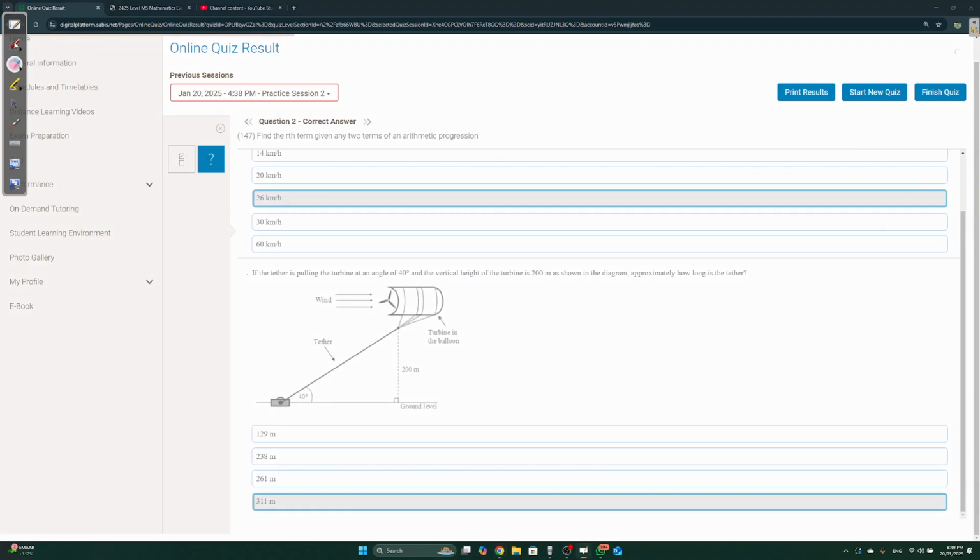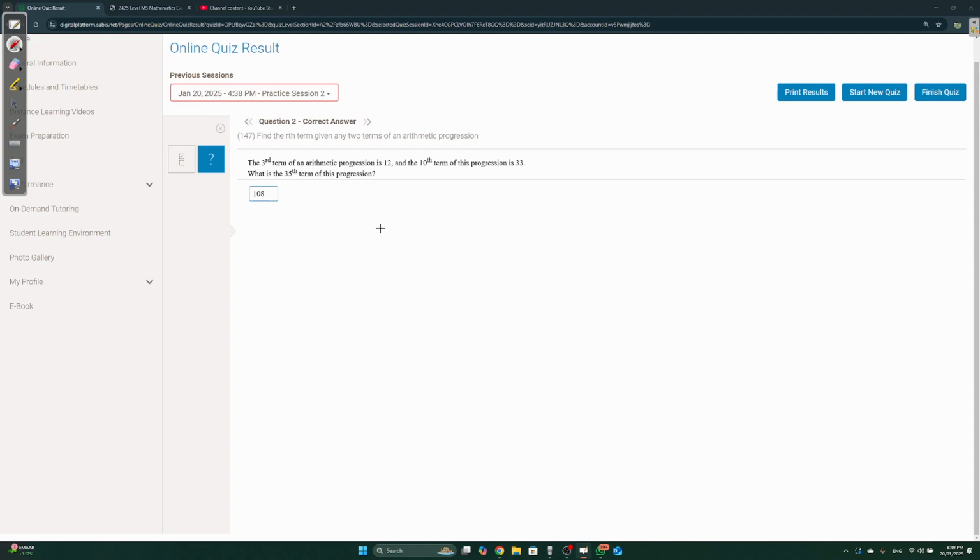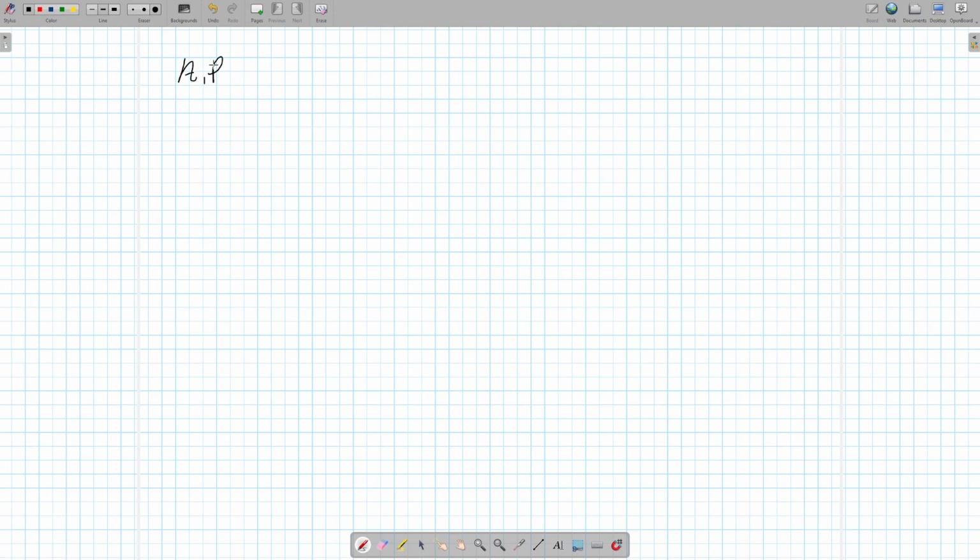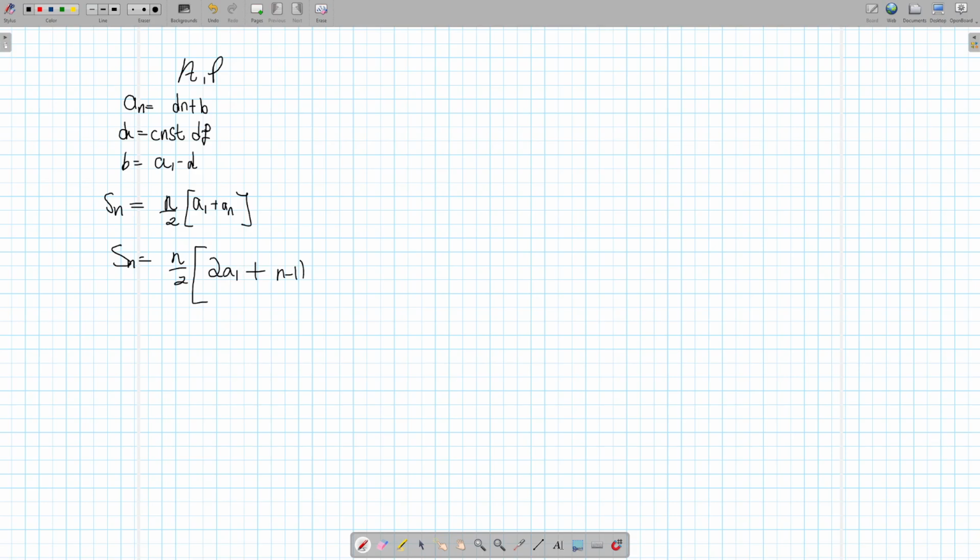Question 2, this is actual math now. The third term of the arithmetic progression is 12 and the 10th term is 33. What is the 35th term of this progression? So let's go back to our formulas in arithmetic and geometric sequences. For any arithmetic progression, the nth term is equal to dn plus b, where remember d is equal to the constant difference and b is equal to a1 minus d, grade 10 formulas. For any arithmetic progression, the sum is equal to n over 2 (a1 plus an). Another formula would be Sn is equal to n over 2 brackets 2a1 plus (n minus 1) d.